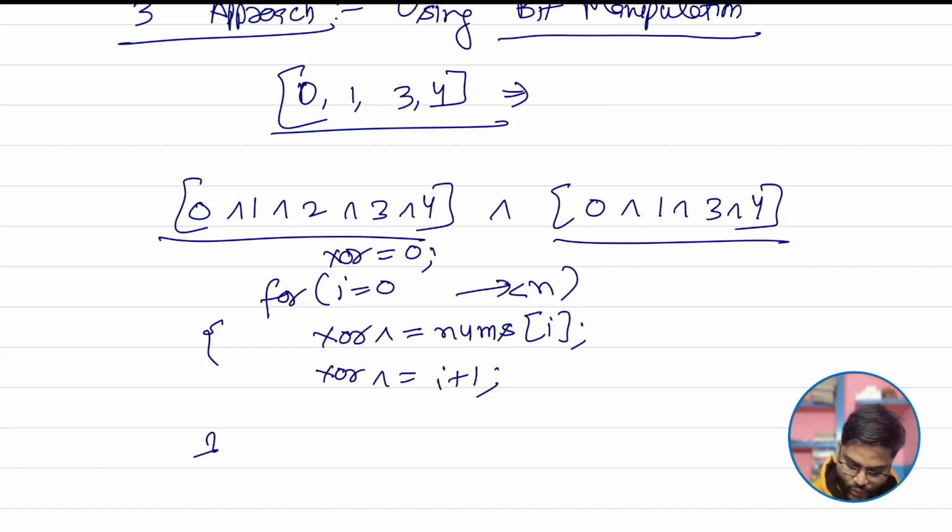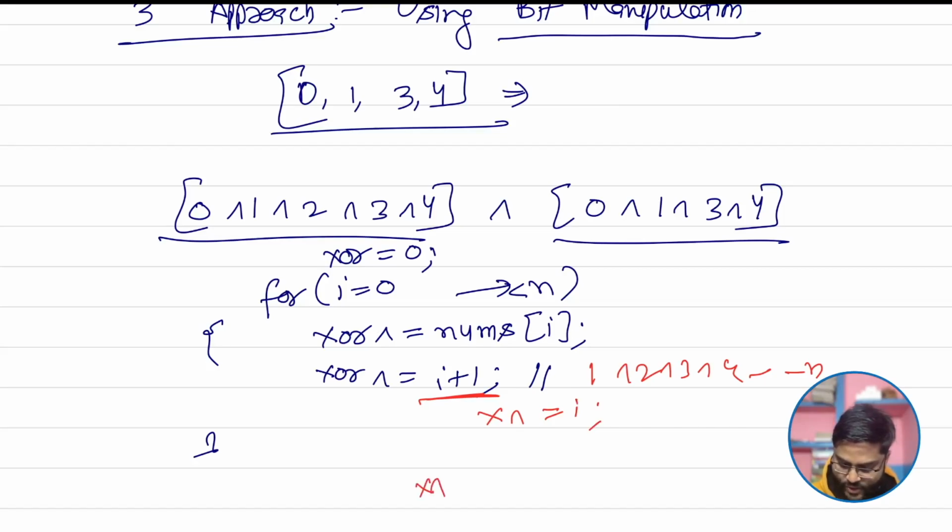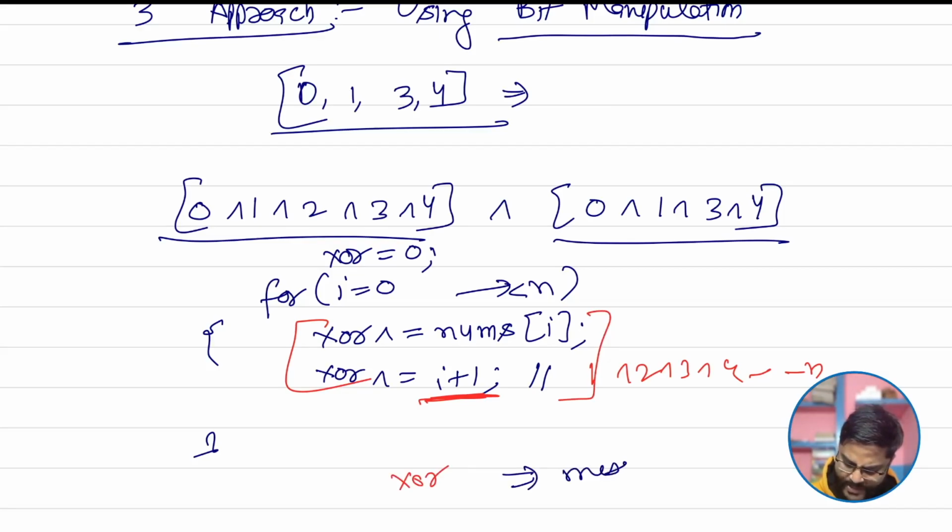So why i plus 1? Because i is 0. So if I start from 0, 0, 1, 2, 3, then n will be missed. So better if I take 1 XOR 2 XOR 3 XOR 4 till n. You can do the same thing if I take XOR with i, at the end I need to do XOR with my n. So to avoid two conditions, I just take i plus 1. So at the end, whatever the value of XOR, that is nothing but the missing number.